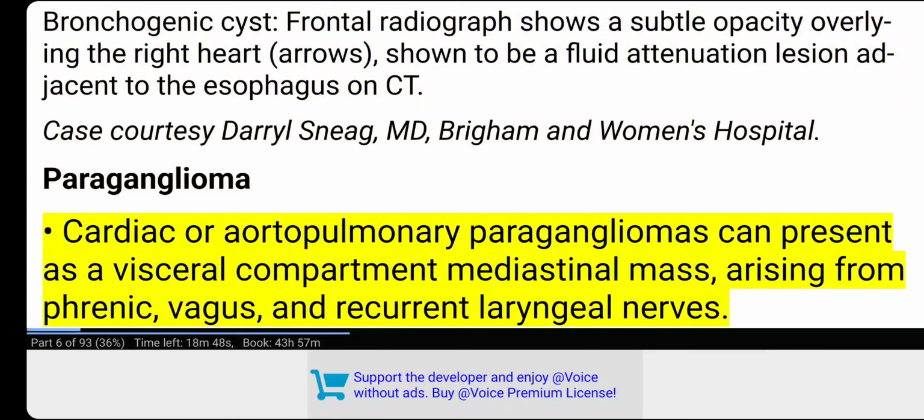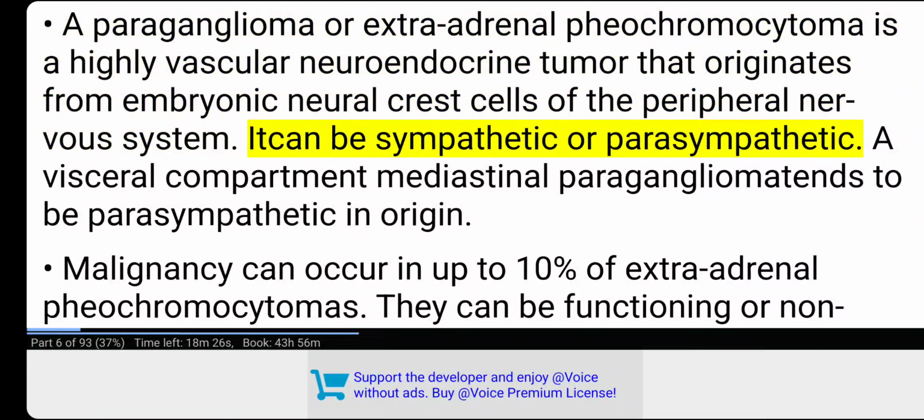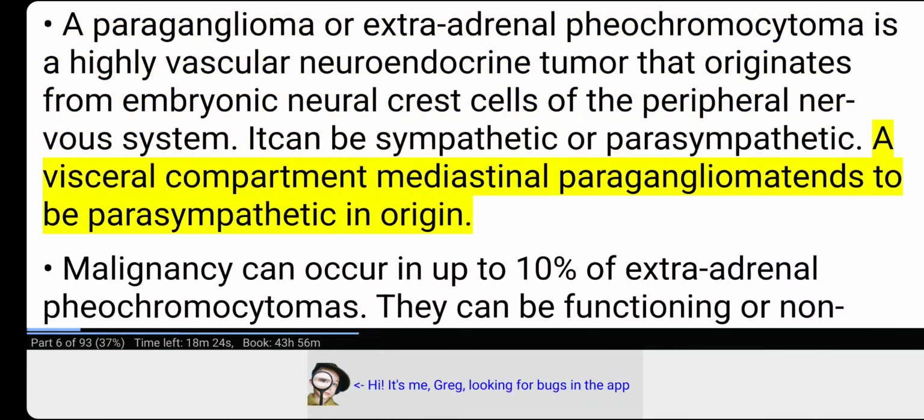Paraganglioma. Cardiac or aortopulmonary paragangliomas can present as a visceral compartment mediastinal mass, arising from phrenic, vagus, and recurrent laryngeal nerves. A paraganglioma or extraadrenal pheochromocytoma is a highly vascular neuroendocrine tumor that originates from embryonic neural crest cells of the peripheral nervous system. It can be sympathetic or parasympathetic. A visceral compartment mediastinal paraganglioma tends to be parasympathetic in origin.